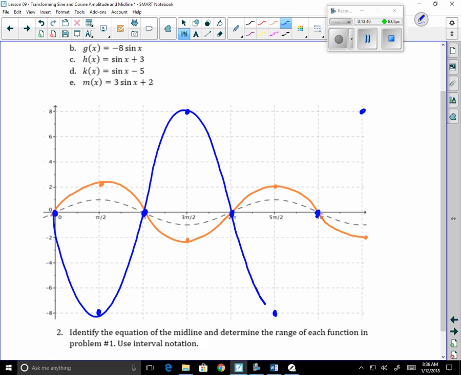Couple key points about graphing these. Make sure that they are curved and not pointed. Right? These are hills and valleys. Think about it that way. It makes it a little bit easier to understand.